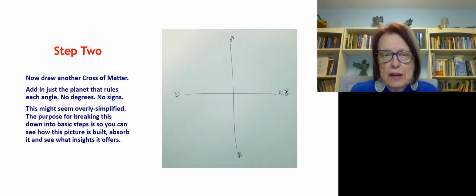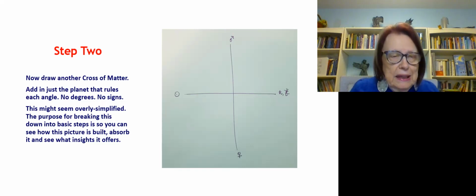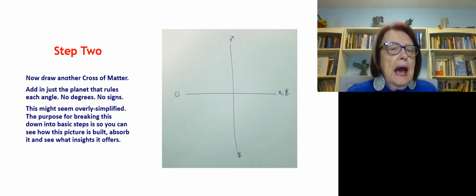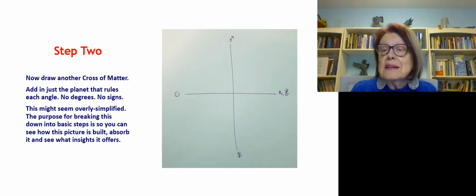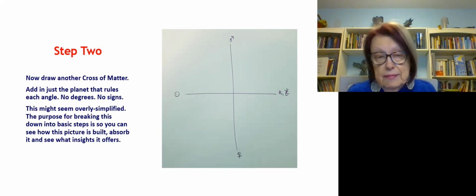So anyways, now I want you to draw another cross of matter. Now I know it might seem simpler to just add to the one that you've already drawn, but there is a purpose to this. In drawing it again, it allows you to see the things I'm talking about independently before you bring them together. Add in just a planet that rules each angle. Again, no degrees and no signs. This might seem overly simplified. Again, breaking it down into basic steps is so you can see how this picture is built, absorb it, and see what insight it offers.